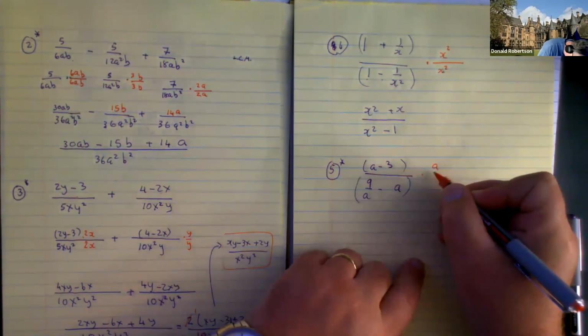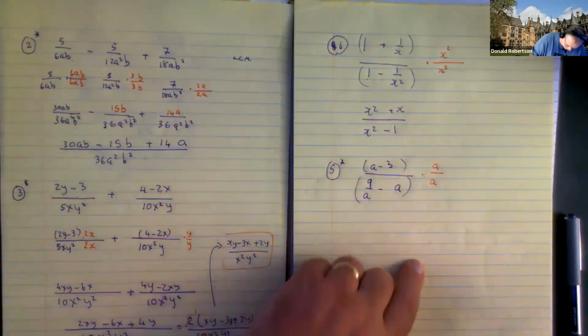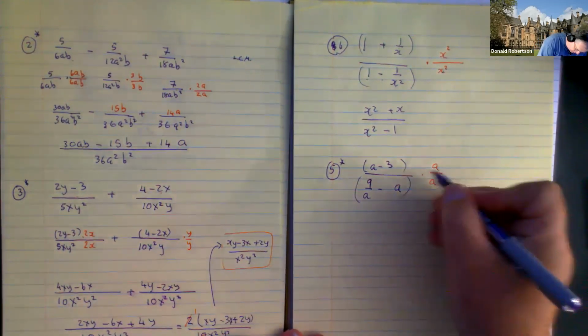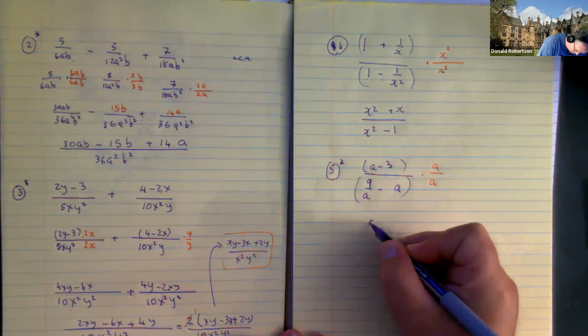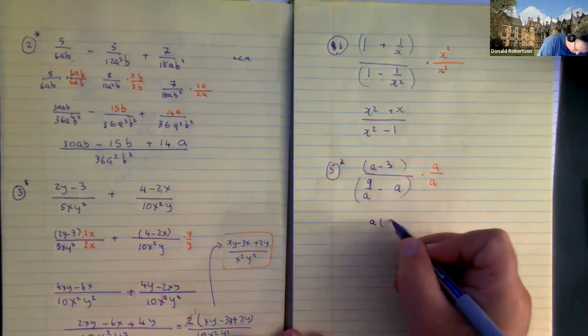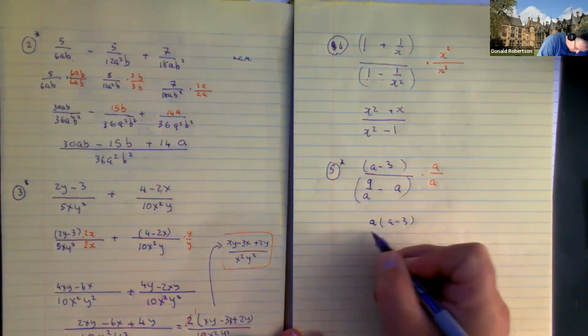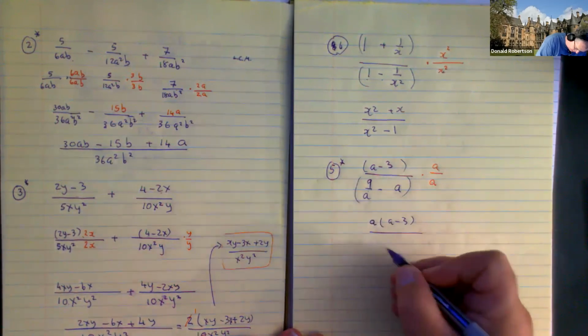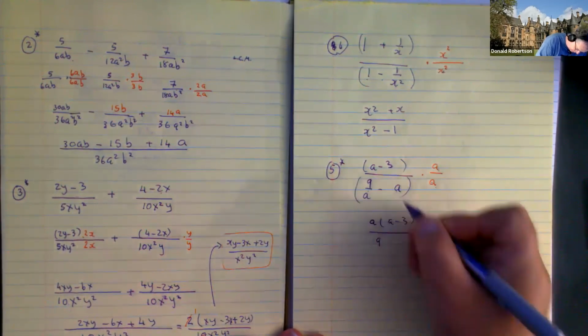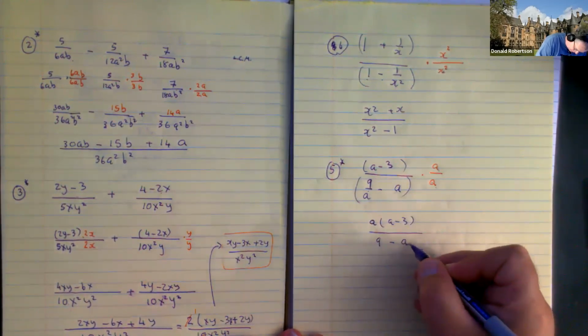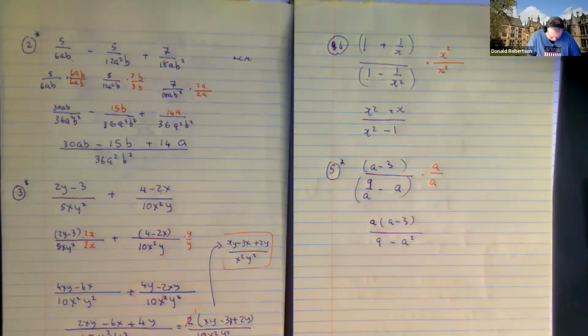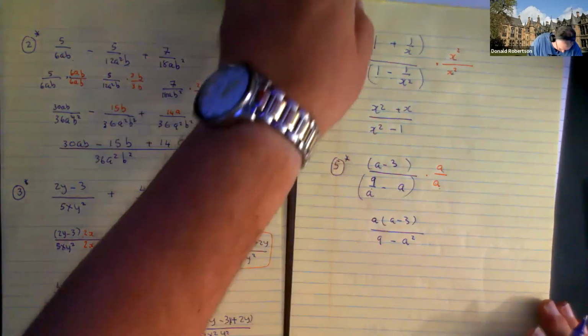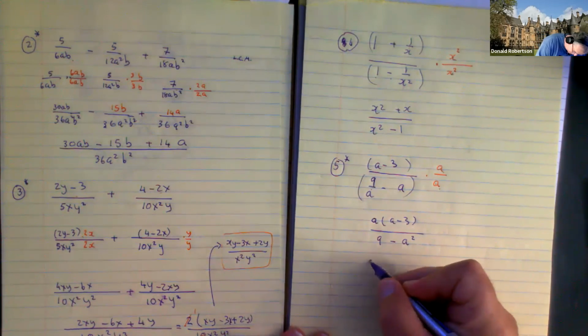And so if I simply just multiply by that special version of 1, a times this gets me, well, actually, I don't even need to distribute it. I'll just write it down like that. And a times that gets me 9, and a times that gets me negative a squared. And that might be the answer, but I'm going to see if I can do better.